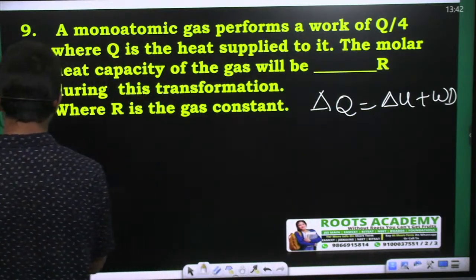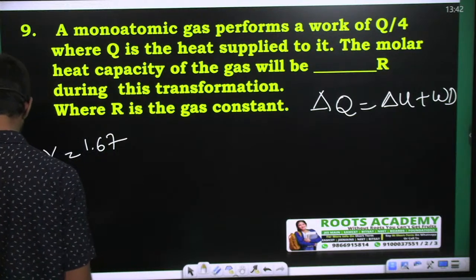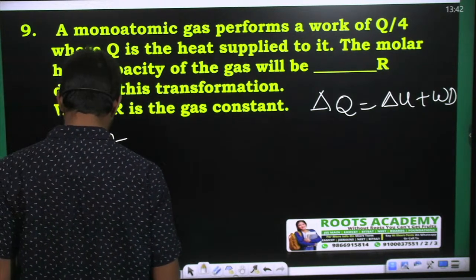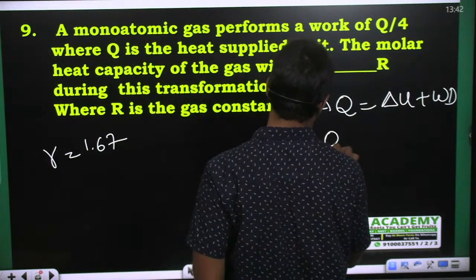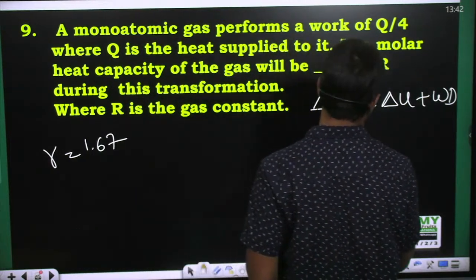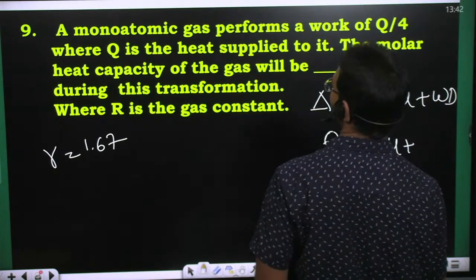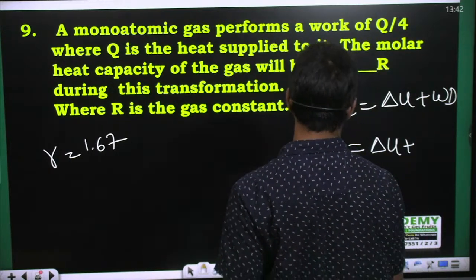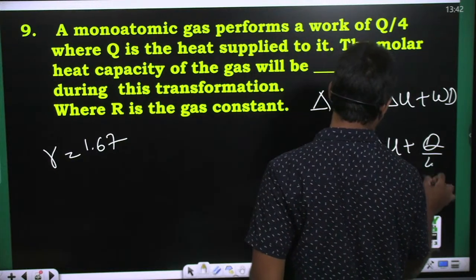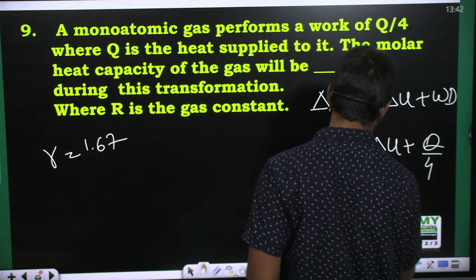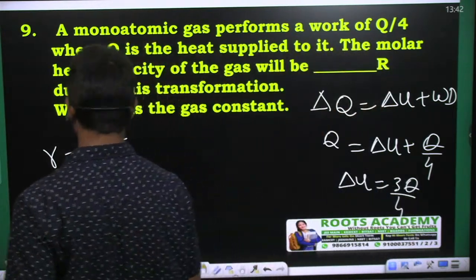So gamma for monoatomic gas is 1.67. So here it is said that work done is Q/4. Q is delta U plus work done. Sorry, this is Q, this is Q/4. So delta U is equal to 3Q/4, right?